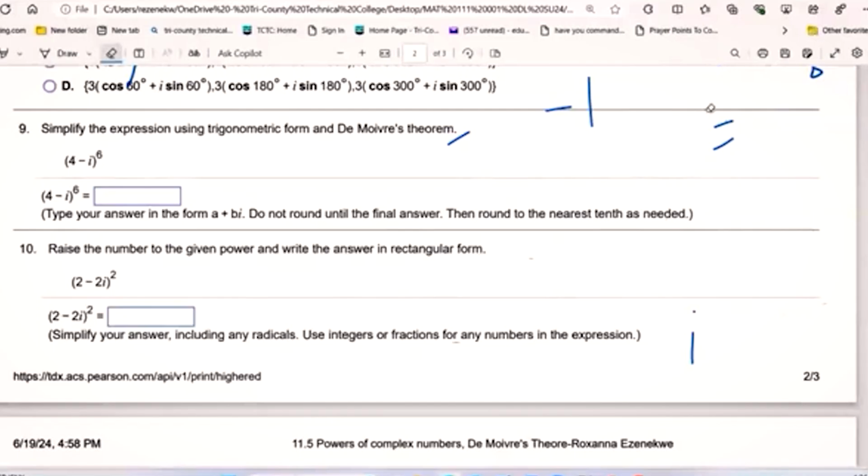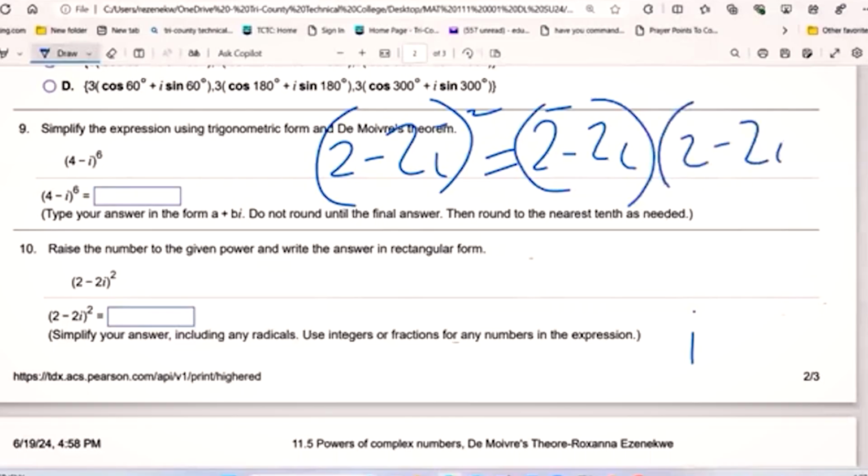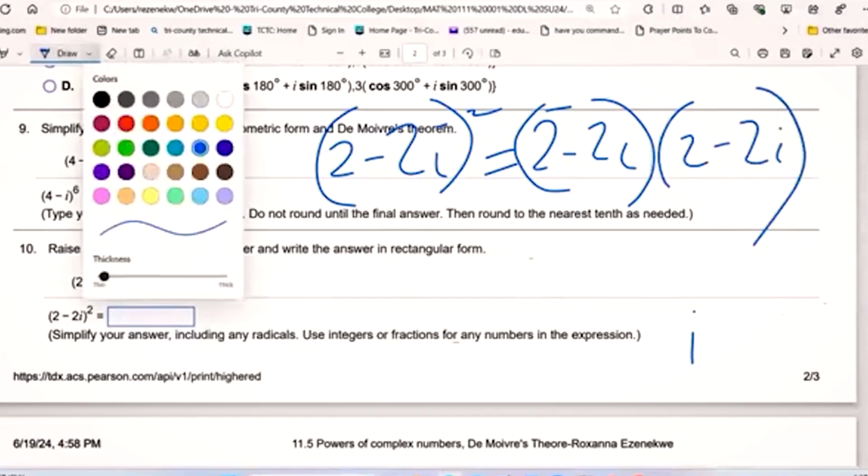All right, so the first thing I have to do is number 10. I can do it by ordinary foiling. So in number 10, I have (2 minus 2i) squared. I can just rewrite it as (2 minus 2i) multiplied by (2 minus 2i). Now that I have done it this way, I can FOIL.